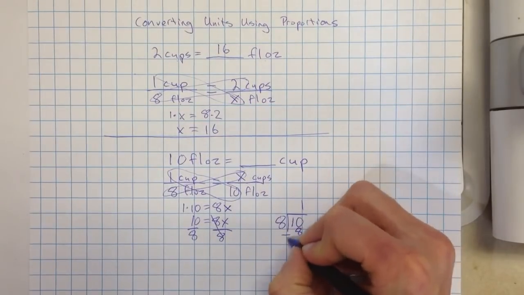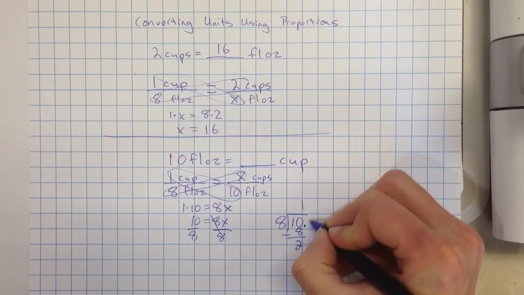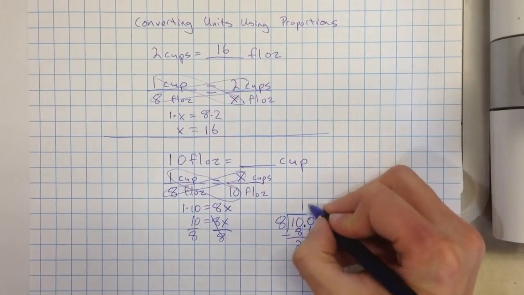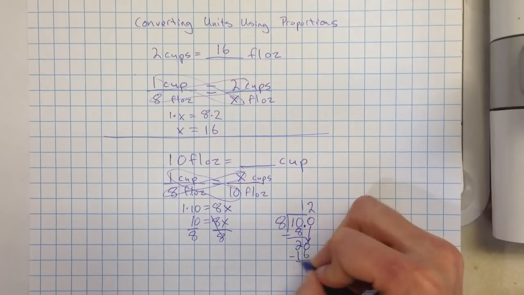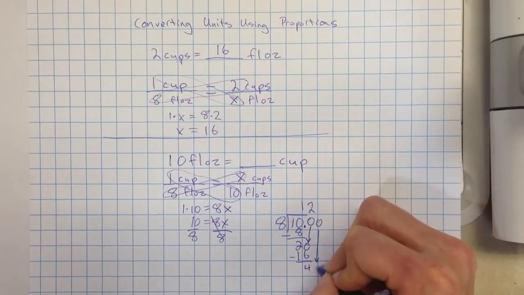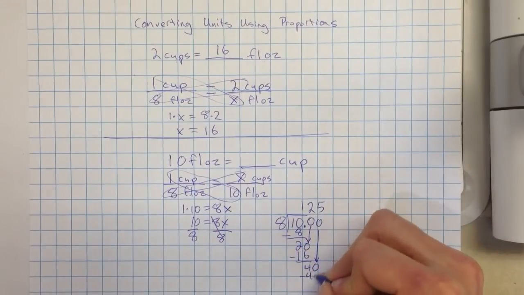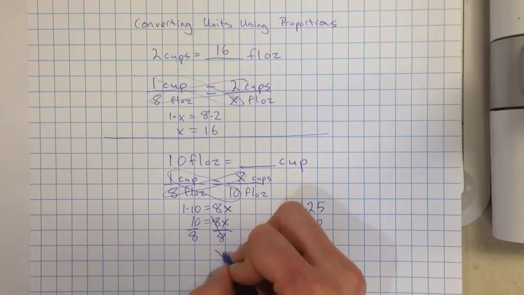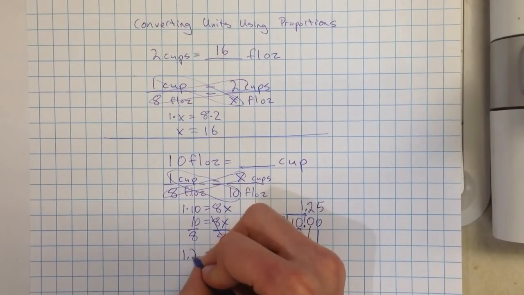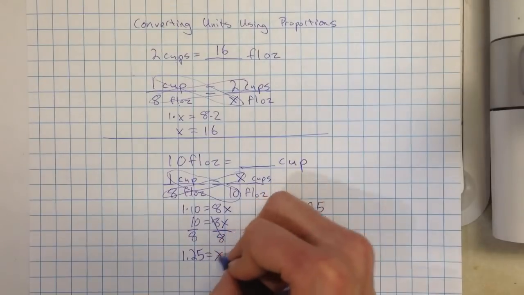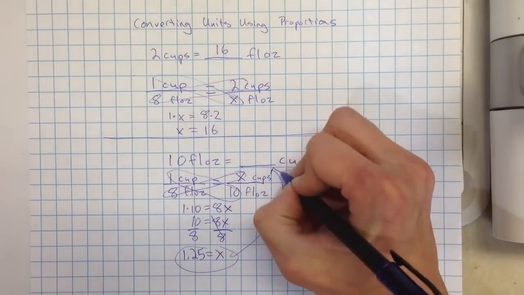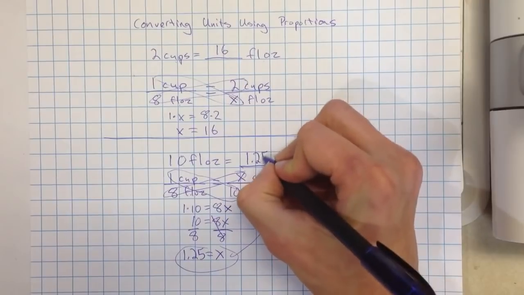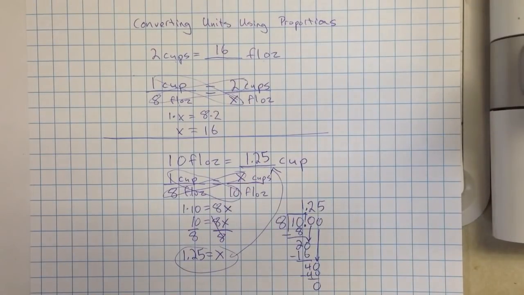1 times 8 gives me 8, minus 8 gives me 2 left over. Add my decimal point. 0 drops down. 2 times 8 is 16, minus 16 gives me a 4. Bring down another 0. 5 times 8 is 40, minus 40, 0. So then my decimal point goes up right here, and I have just proven that x is going to equal 1 and 25/100ths. So then I would put that back up as my answer up here, 1.25 cups. So 10 fluid ounces equals 1 1/4 cups, or 1 and 25/100ths.